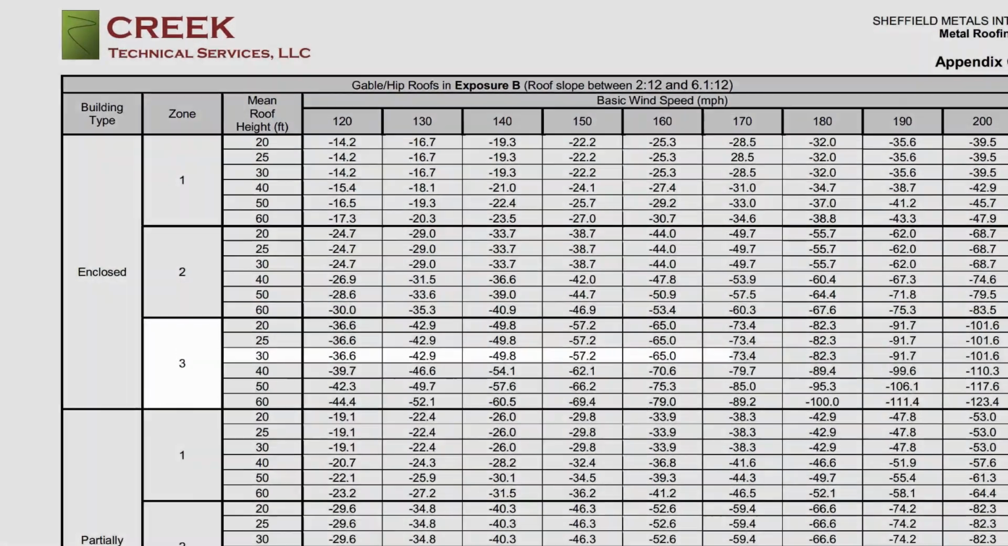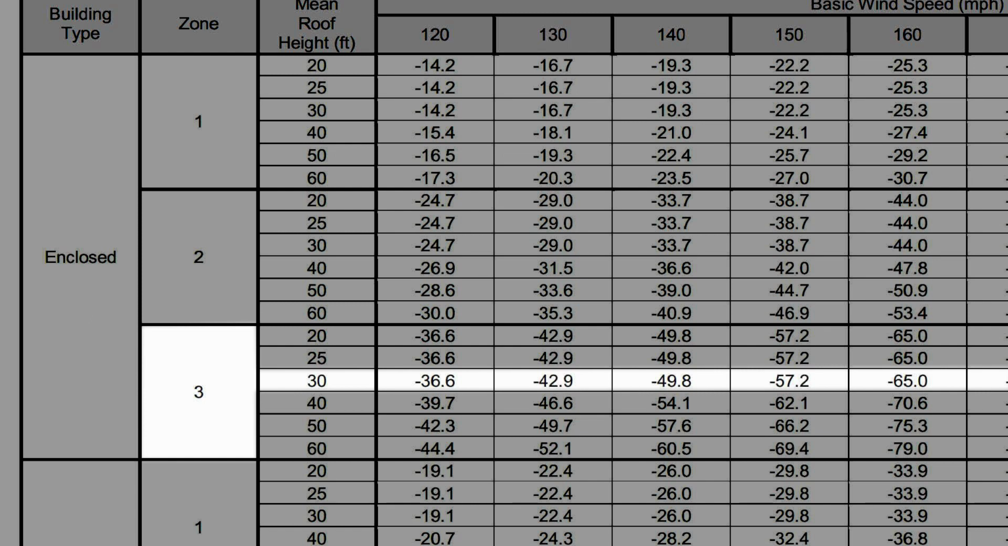Zone 3 is going to be your highest pressure needed. So let's go look at zone 3. If you can meet it in zone 3, you can pretty much meet it anywhere on the different zones with your design pressure. So zone 3 at a 30-foot mean height at 130 mile an hour wind speed, you need a negative 42.9. So again, if that's the case, you can feel pretty comfortable knowing that your design pressures are going to meet it. Yep. So that's exposure B.